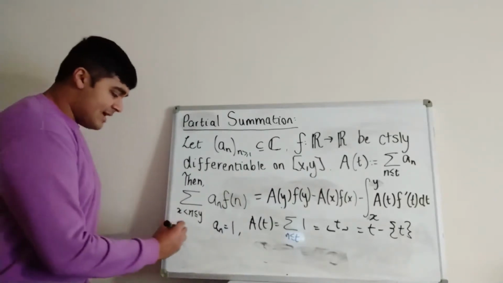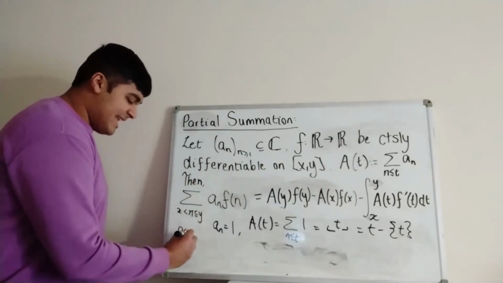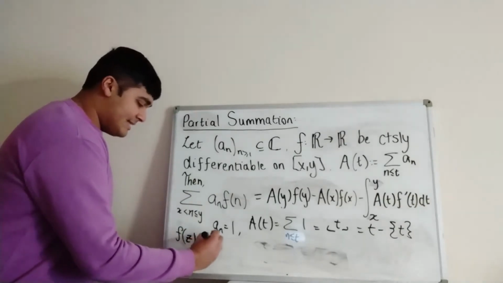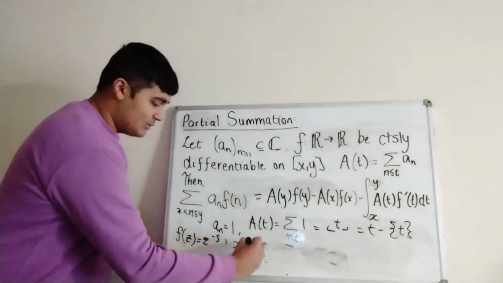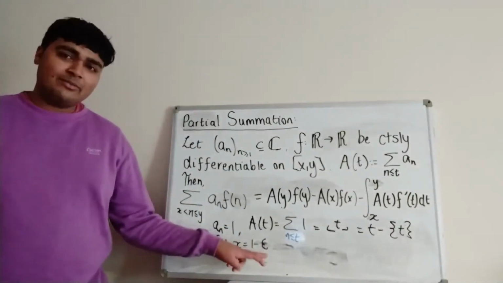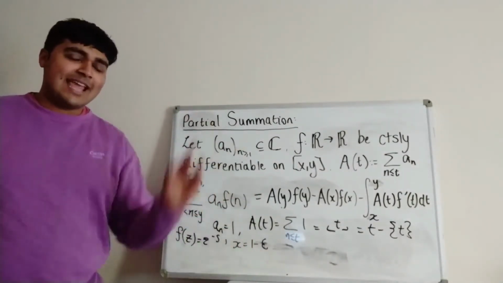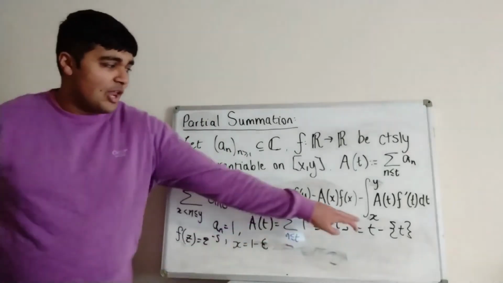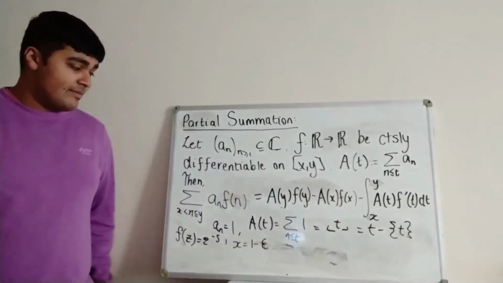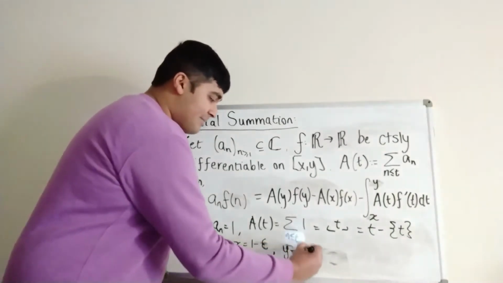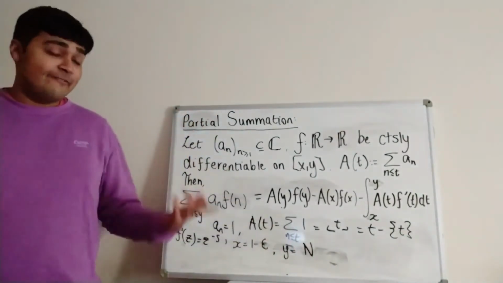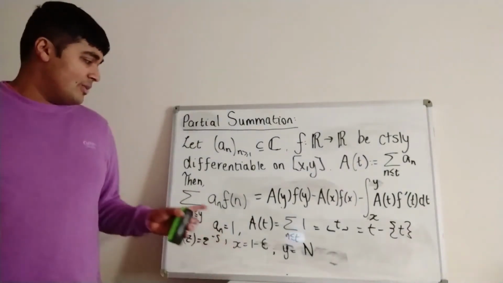And now if we define, say, f of z to be equal to z to the minus s, and let's say we have x equal to 1 minus epsilon, and we'll see why I'm using epsilon in just a second, because we're going to take epsilon going to 0, so our lower limit of the integral can just be 1. And what we're going to do is say let y equal capital N, and take N to infinity. Then have a look at what we have here.